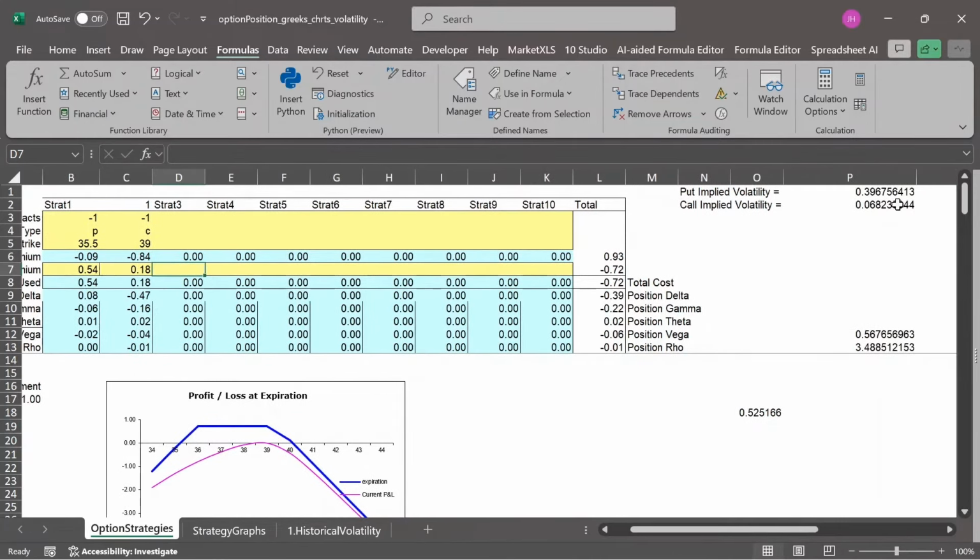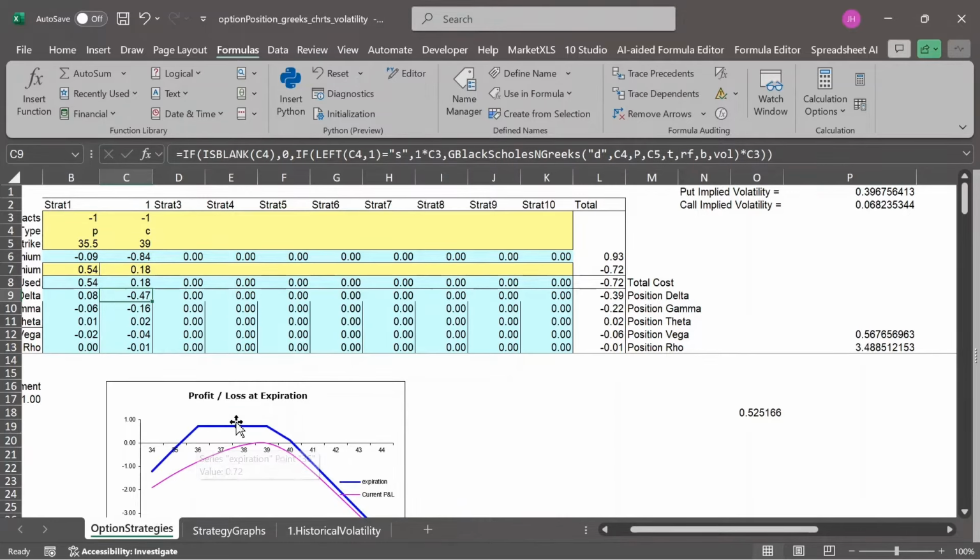Implied volatility is way under historical volatility, so you want to sell. You want to buy, sorry. You don't want to sell. And as you can see, it was losing already. So that's what you can tell when you place the trade.